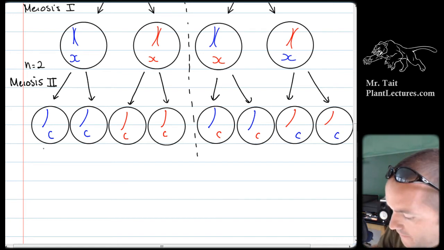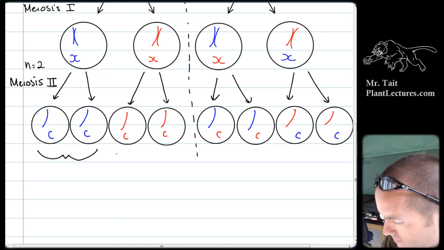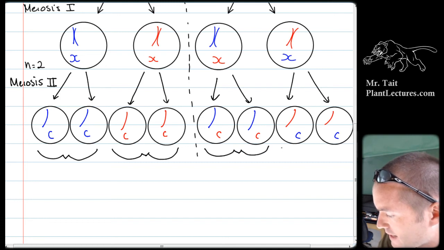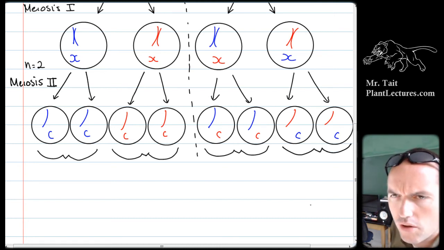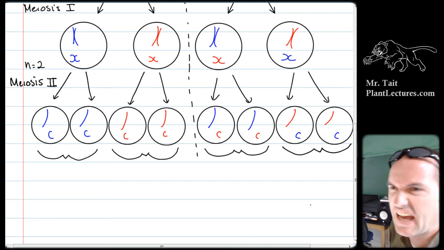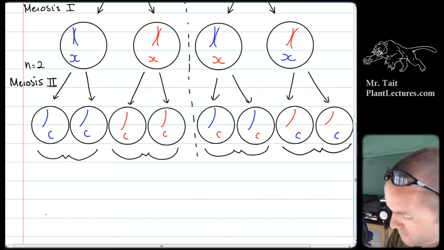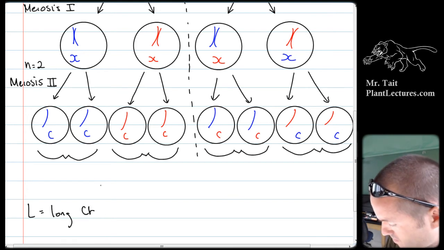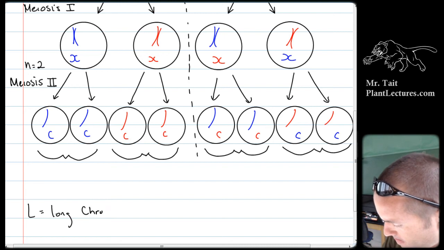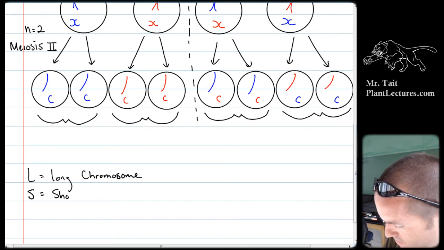So we've essentially created 4 types of cells here. And each of these types of cells is going to be viable because they each contain one of each homologous chromosome. We said that the homologous chromosomes were either short or long, right? And so we can note those as L and S. So we'll say that L equals the long chromosome, and S is the short chromosome.